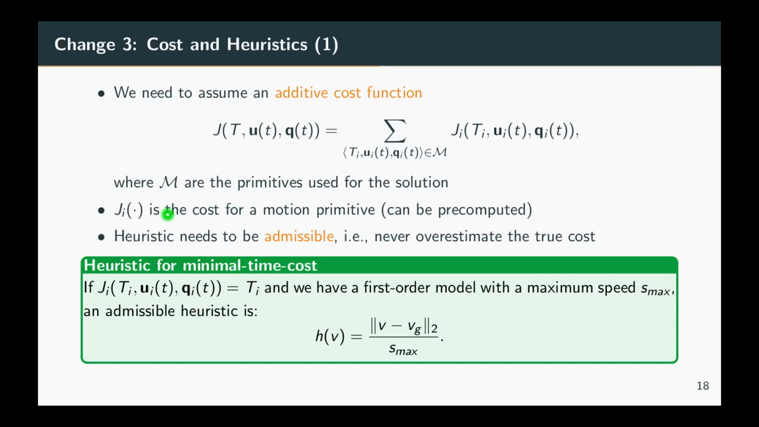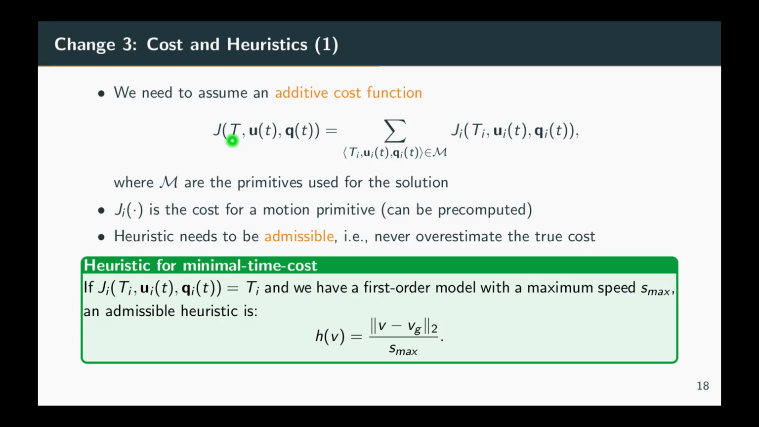But here's one example. Let's assume we have this very basic minimum time cost function. So our cost for each motion primitive is just the duration that the primitive takes. Or in other words, the total cost of our motion that we want to minimize is the time it takes from the start to the goal.